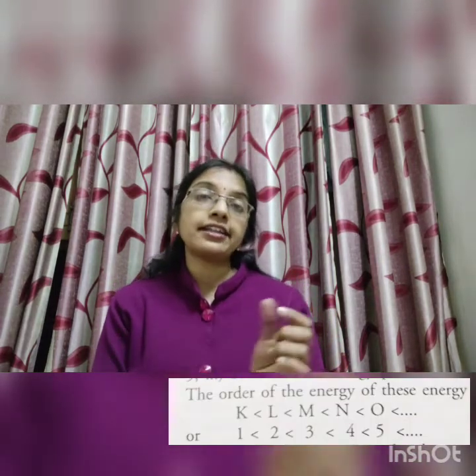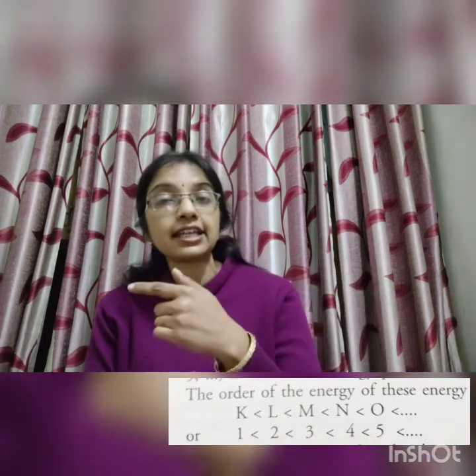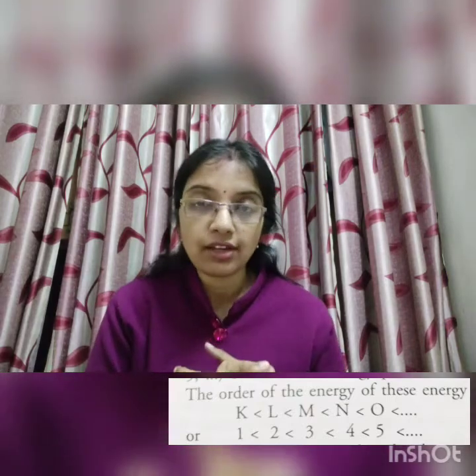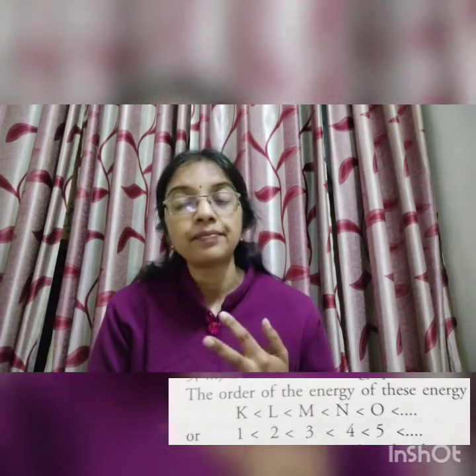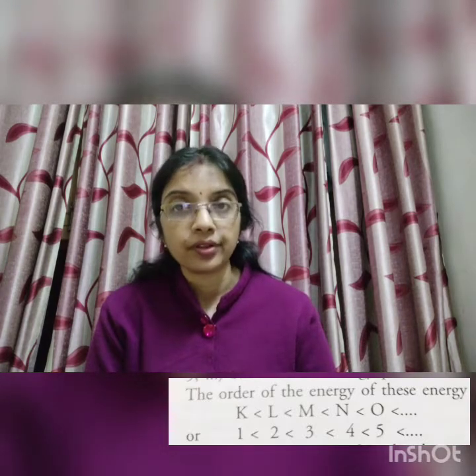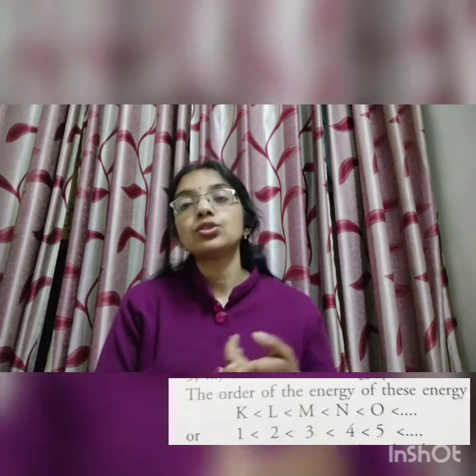Okay, now according to the energy of these shells, they are given their name. So how are their energies in order? The energy of these stationary states is in the order of increasing energy from inside to outside. That means K has the lowest value of energy, then L, then M, then N, then O. Okay, like that. Or 1, 2, 3, 4 will go on increasing. This is the order of the energy of these circular orbits or energy shells.